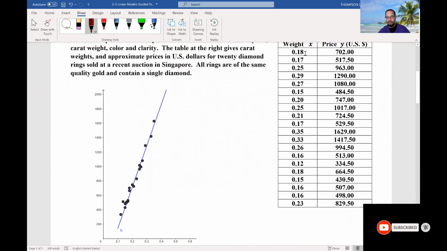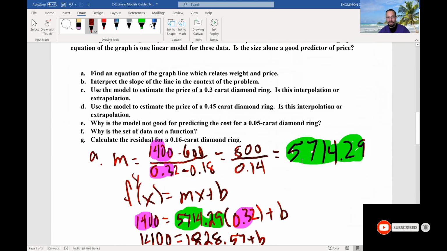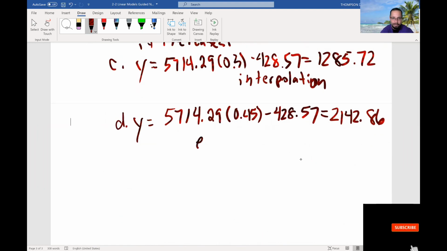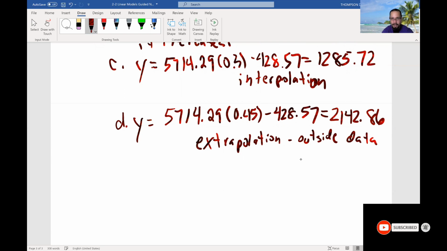Now we have to answer whether it's interpolation or extrapolation. To determine that, we look at our original data. We have 0.18, 0.2-something, 0.35, but nothing past 0.35. So this is outside or beyond the data set. So this is extrapolation, because it's outside. And let's make that clear from the last one: this is inside the data.